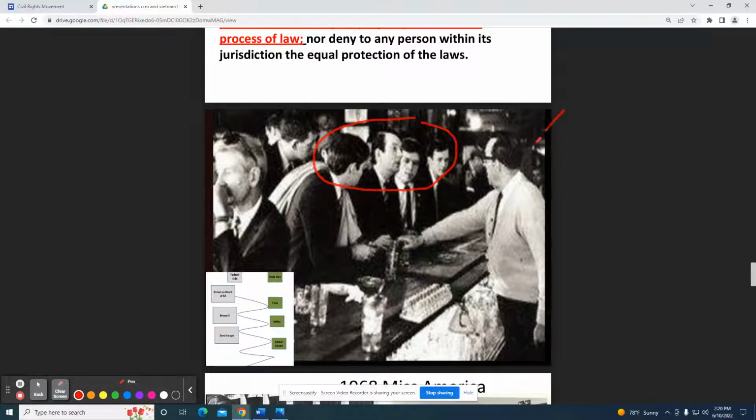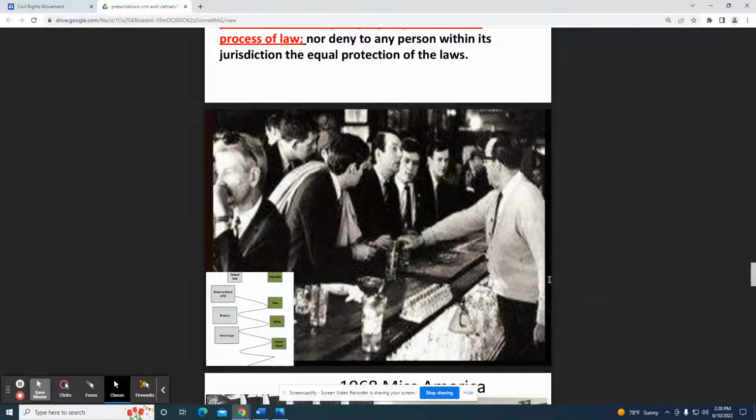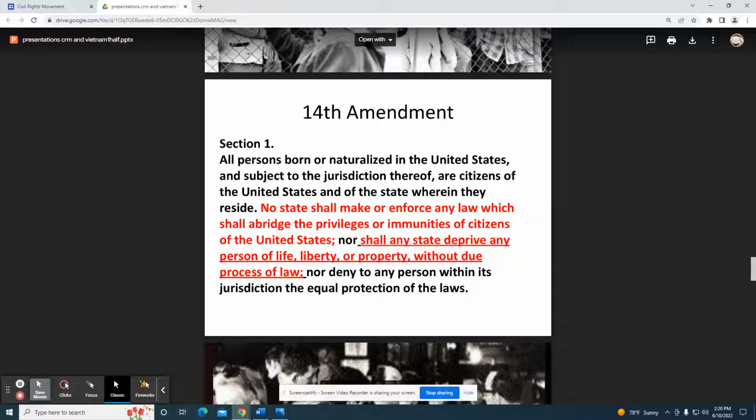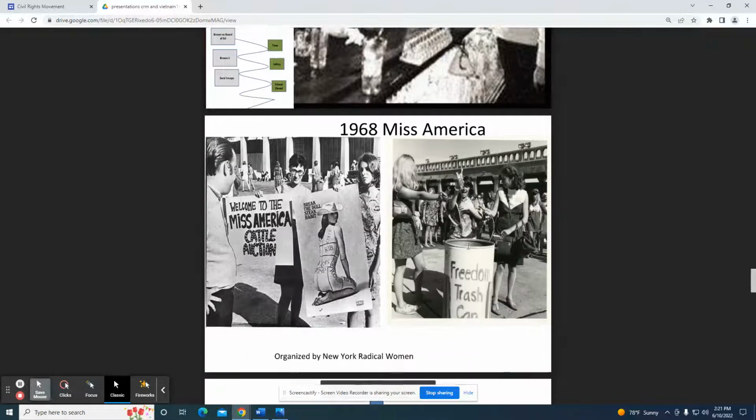If this individual right here, the bartender, denies them service, they're going to take him to court and claim that he violated their 14th Amendment. His argument is then going to be, well, I'm just following the law, which means that when this goes through the courts, the issue is really not going to be about him, but it's really going to be about the law. When we look at the 14th Amendment, it's really about whether or not the states are able to deprive life, liberty, property without due process of law, something as simple as just being served alcohol.